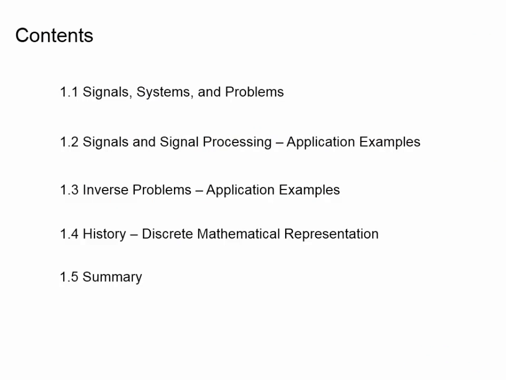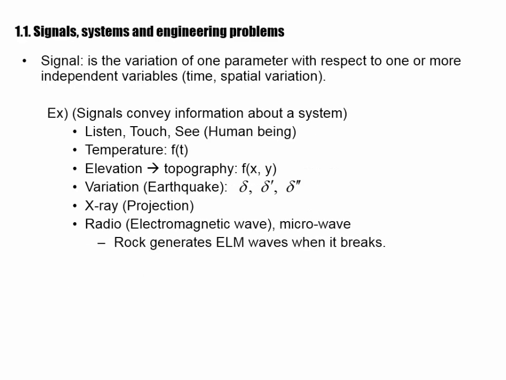So these are the contents. So signal, what is signal? Signal is the variation of one parameter with respect to one or more independent variables. It can be time or space, and what we listen to and touch, that's also a signal. And temperature, or the elevation, or the displacement in an earthquake, or the X-ray, the propagated signal or the transmitted signal or reflected signal can all be included as a signal.